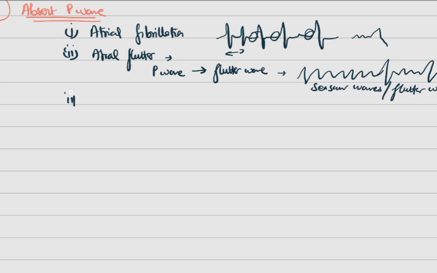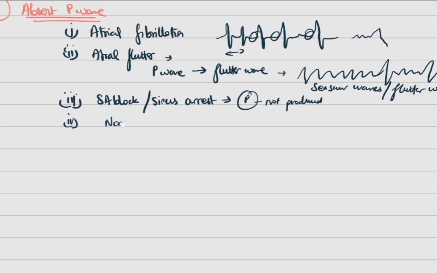So third is SA block or sinus arrest. We are going in order of the most common causes. Most common is atrial fibrillation, next atrial flutter, then sinus block or sinus arrest, where the P wave is not even produced from the SA node.